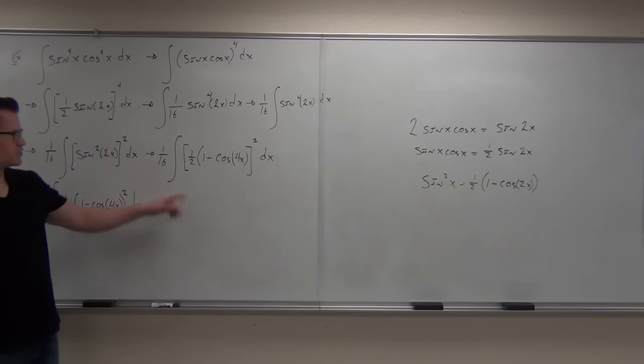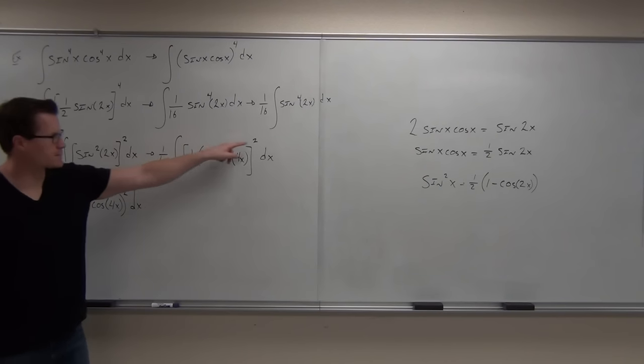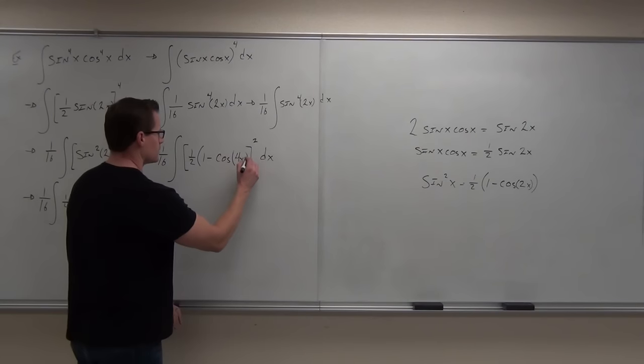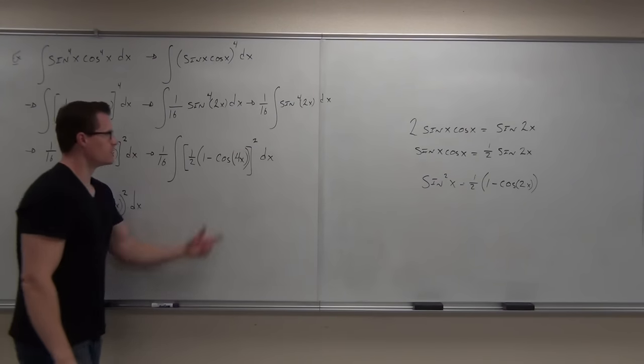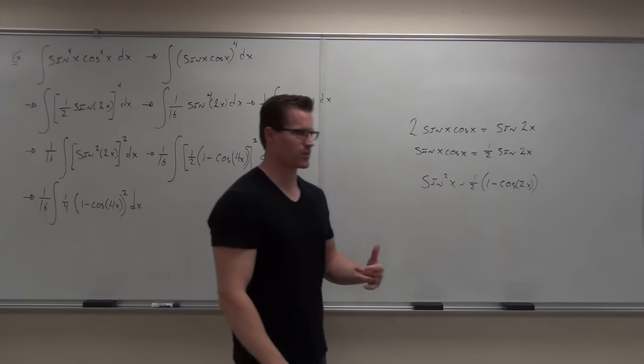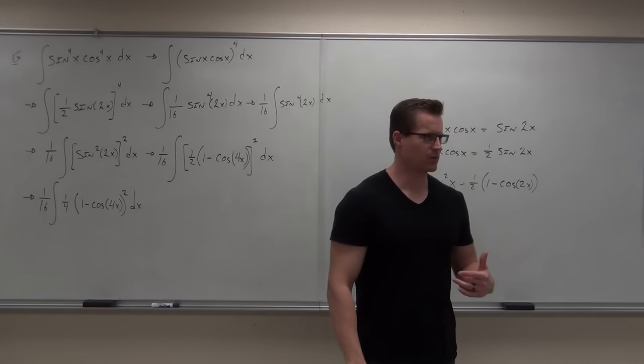Hope you follow the notation here. All we did was take 1/2 squared, which is 1/4. We took this thing, and now it's this thing squared: 1 minus cosine 4x to the second power. Quick head nod if you're okay with that one.